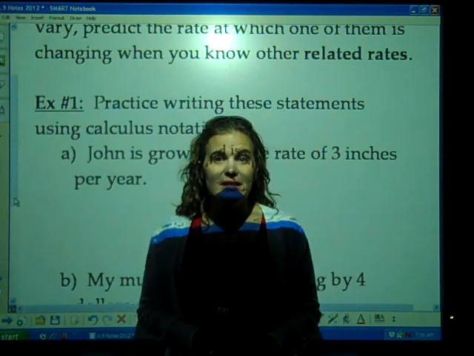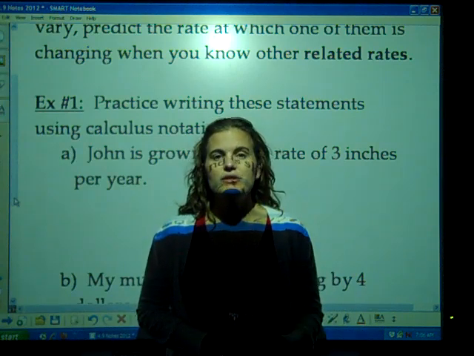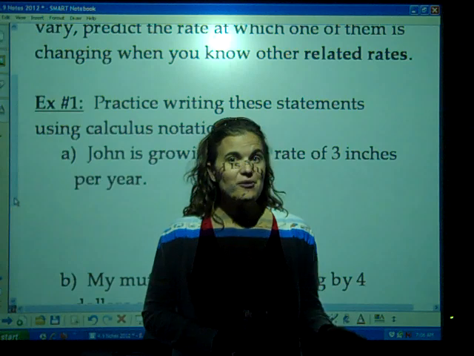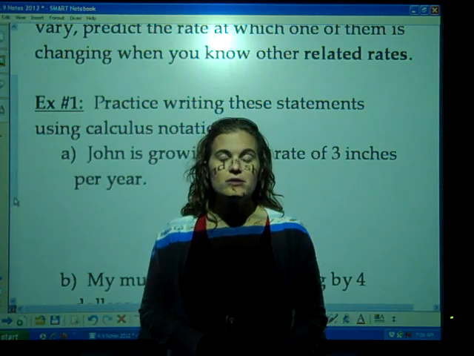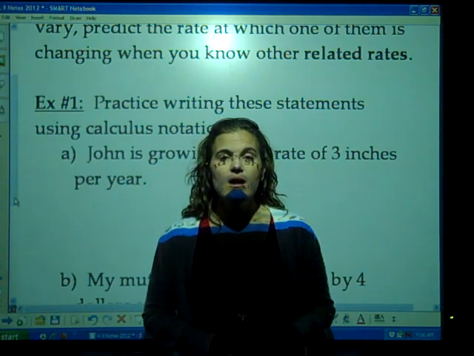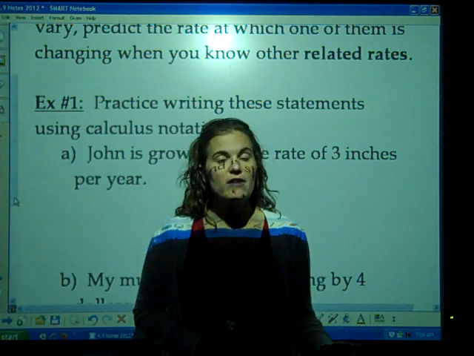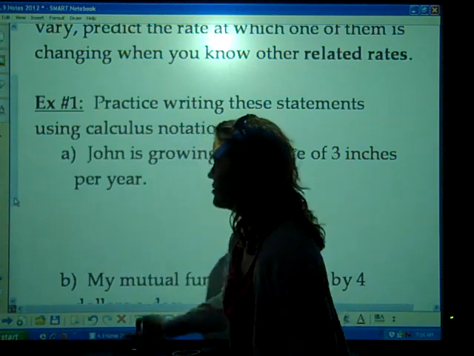Today we're going to be looking at related rates. And the first thing we need to do is just practice knowing how to write a rate of change. Okay, so this will be our first time where we're actually applying our derivative knowledge with real life problems. Okay, so let's jump in.